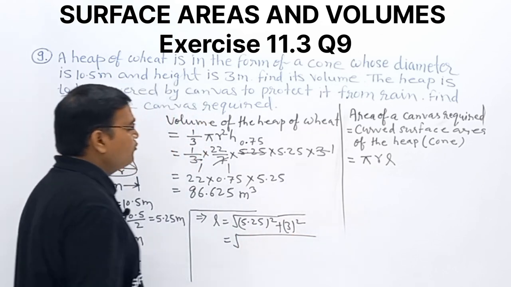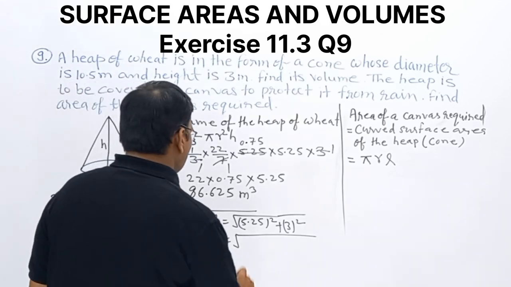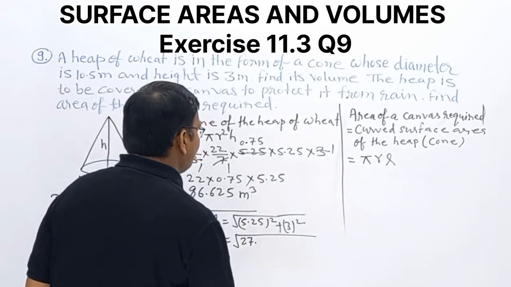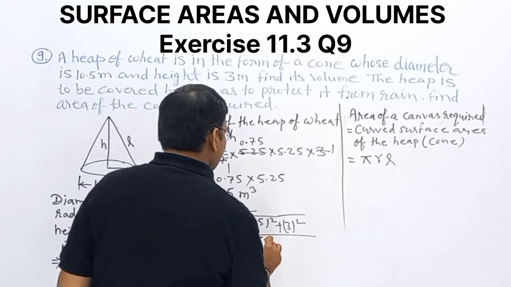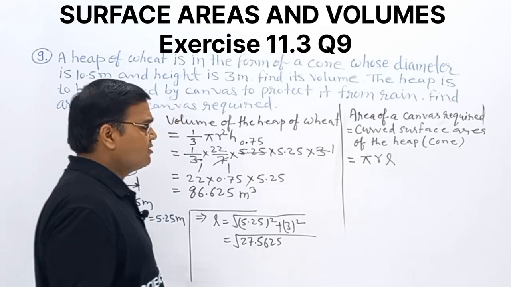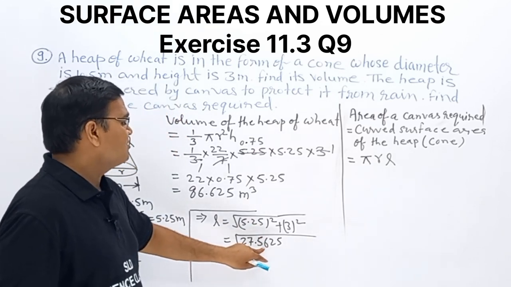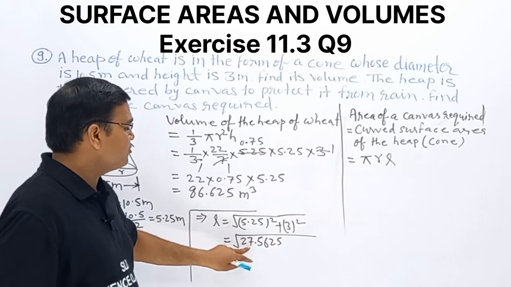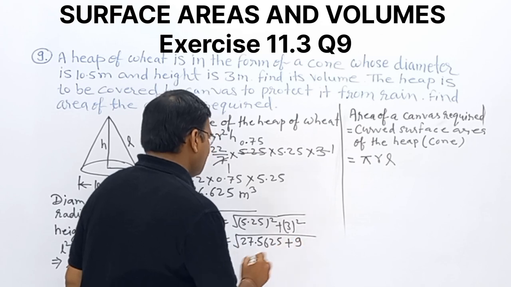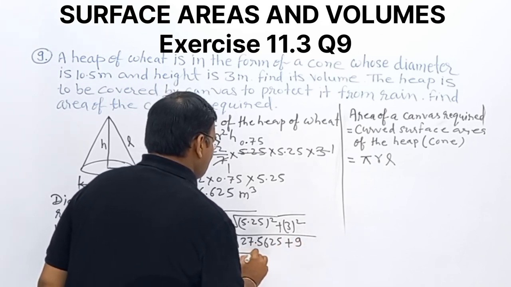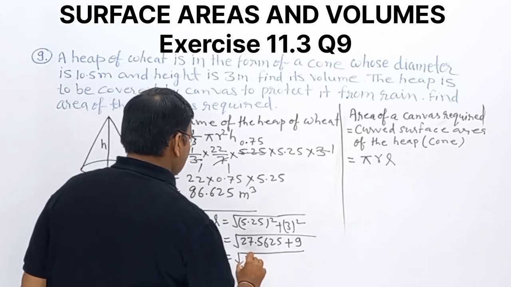This will be 5.25 into 5.25, two times multiplication. Once we multiply, we are getting 27.5625. Normal multiplication, 5.25 into 5.25 will be 27.5625. And 3 square will be 9. So once we add, what are we getting? 27 plus 9 will be 36.